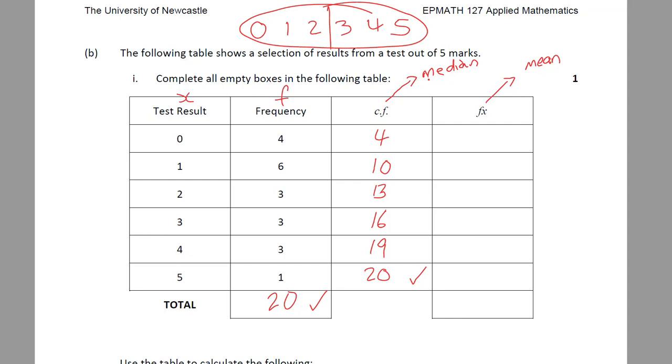So I've got 4 lots of 0, which is 0. 6 lots of 1, which is 6. 3 lots of 2 is 6. 3 lots of 3 is 9. 3 4s is 12, and 1 5 is 5. So the sum of all these scores, because there's really 20 scores all up, is what we've got. 12 and 12 is 24, plus a 5 is 29, plus 9 is 38.